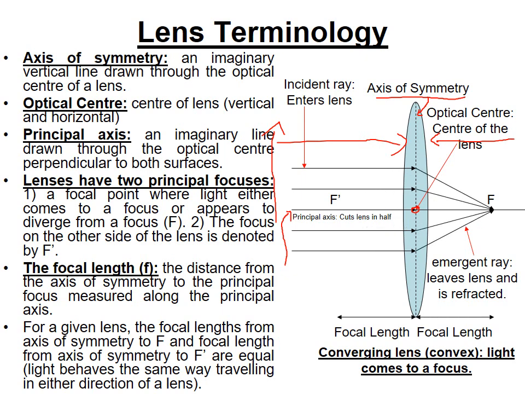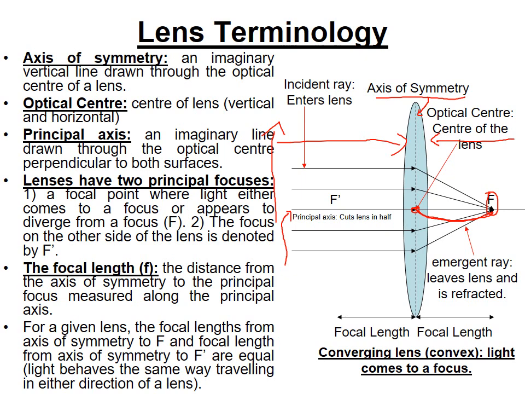The focal point that the light rays actually converge onto is called the primary focal point, or sometimes the principal focal point. The distance from the optical center to the focal point is called the focal length, and again, it has to be from the optical center, not from the edge of the lens. It's called the focal length.